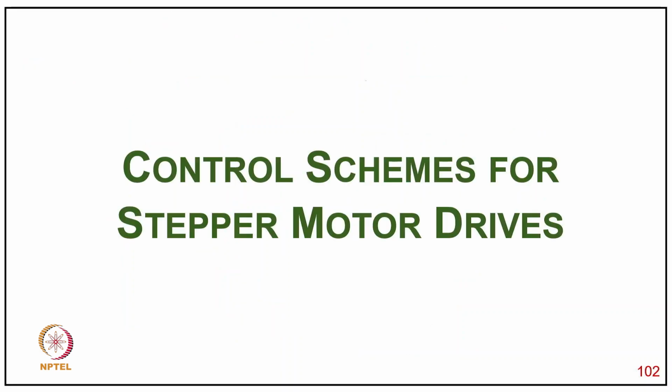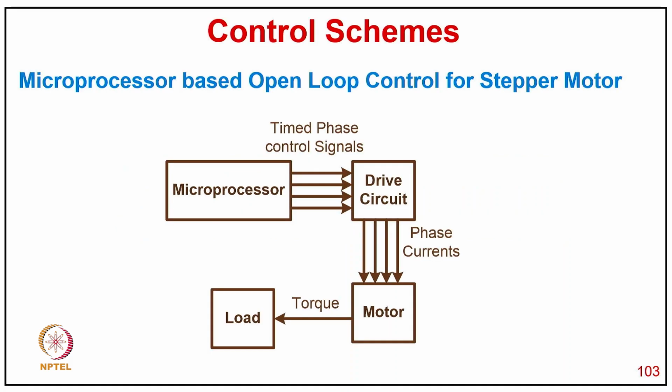Now coming to control schemes for the stepper motor drive. Microprocessor-based open loop control is basically used for the stepper motor, where you can use the microprocessor to give a programmed sequence of pulses for a particular application. There we need the processor, which gives the signal through I/O to the driver circuit, and then the phase current goes from the driver circuit to the motor, and then to the connected load on the shaft of the motor. So you can easily control this motor with the help of the processor by changing the programming sequence, because you can put different control software in the microprocessor.